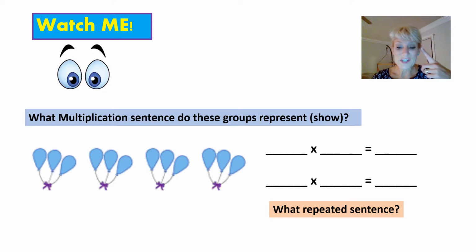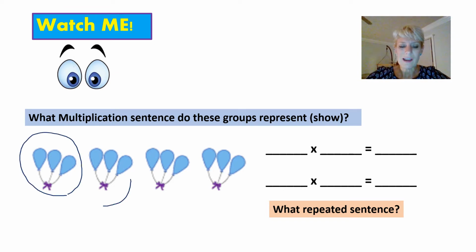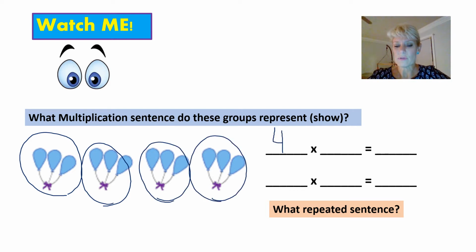Okay, this is another watch me. So here, what I want to do is, it says, what multiplication sentence do these groups represent? So understand, whether they're in a circle or not, it doesn't matter. I'll go ahead and put them in a circle. I see that I have 4 groups.